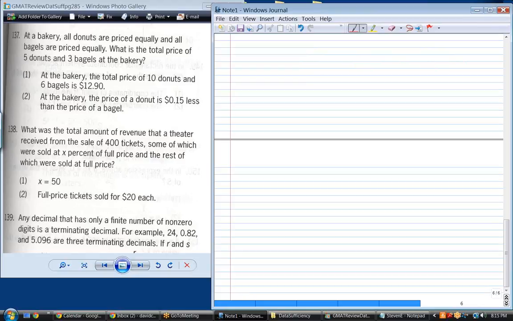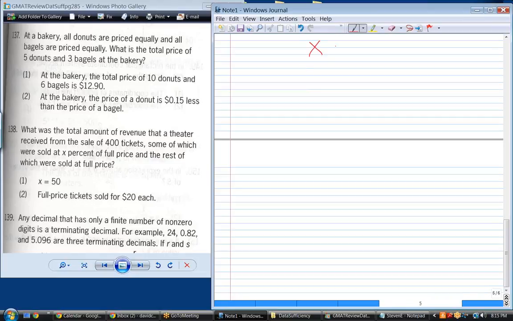Now notice the stem can easily be misinterpreted here. So make sure you don't do that. They're not saying that the donuts are priced equal to the bagels. All the donuts are priced the same as all the other donuts. All the bagels are priced the same as all the other bagels. Correct. Now the trick with these is always figuring out, is there a unique solution of 10 and 6 that will give you only one price?